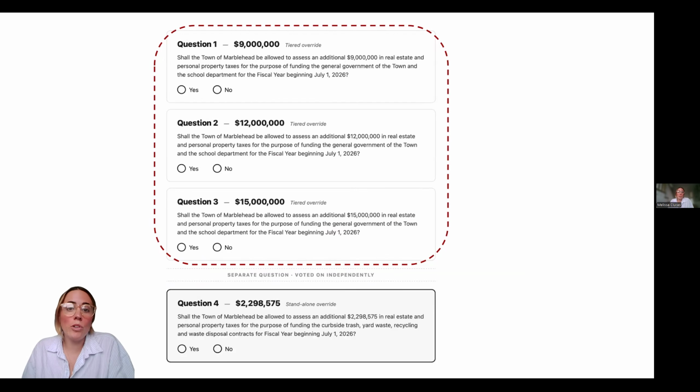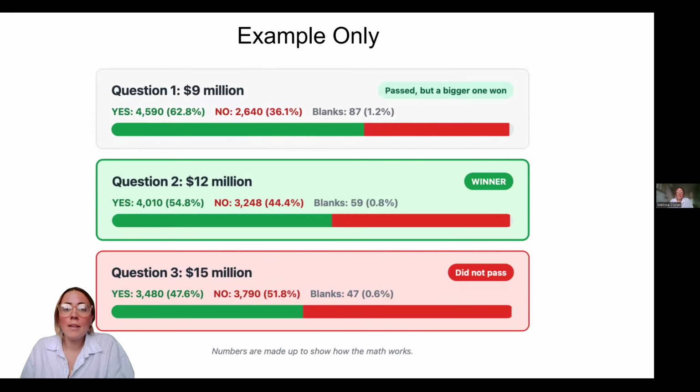Here's what the ballot will look like. These three questions together determine which override will pass. Again, there will be a fourth question about a trash override, which is not addressed in this video. Now let's talk about how voting will work.